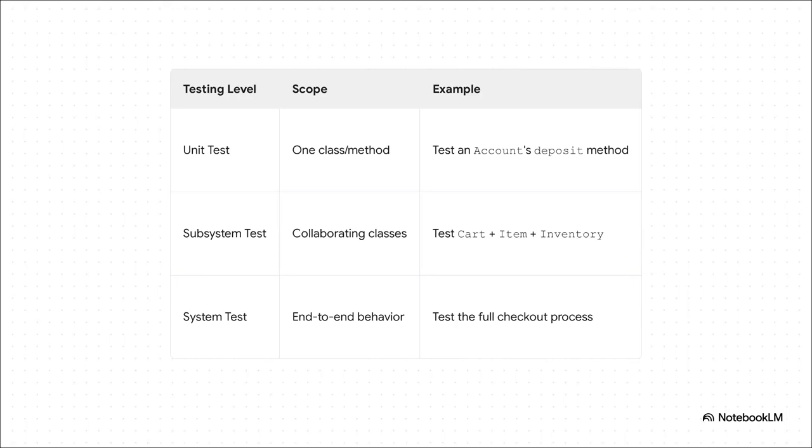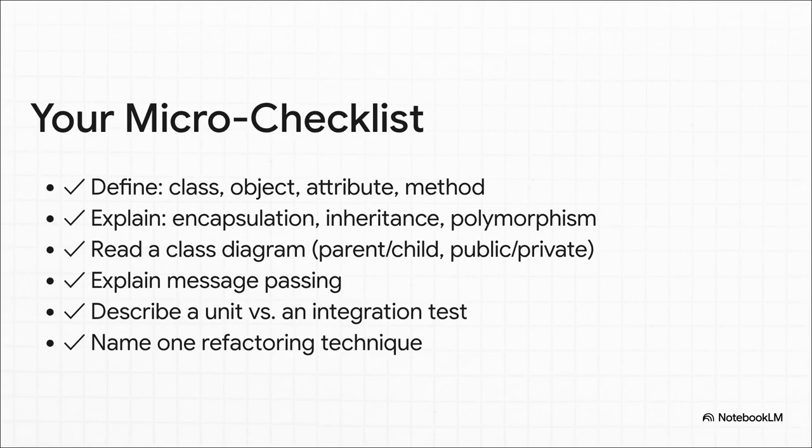Unit tests check one tiny piece, like a single method, to make sure it works perfectly. Then integration or subsystem tests check that a few classes can work together correctly. And finally, system tests check the whole application from start to finish to make sure it all comes together as expected. So here it is, your final check-in.